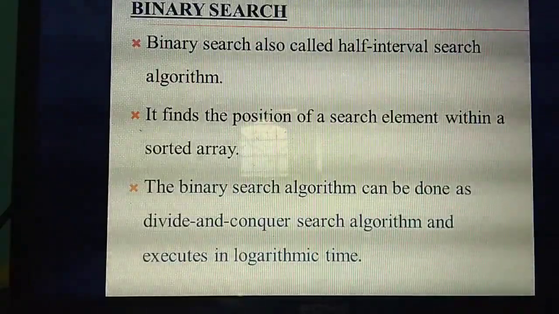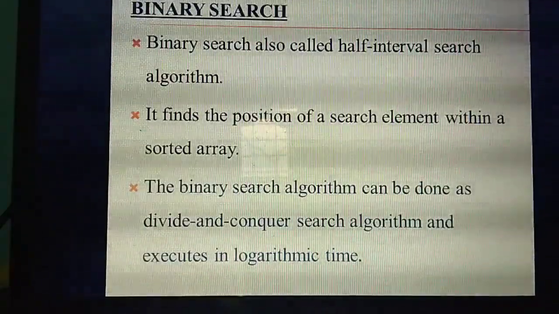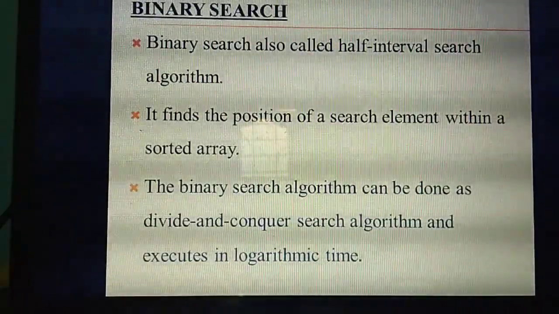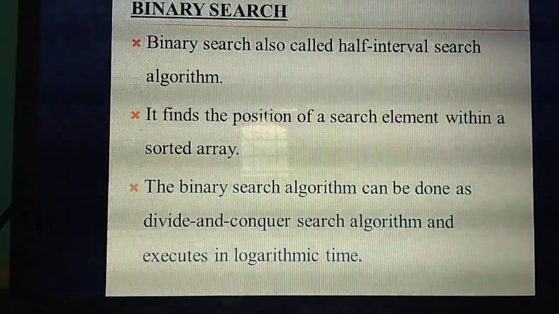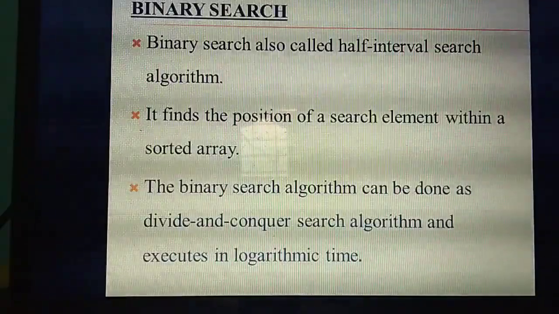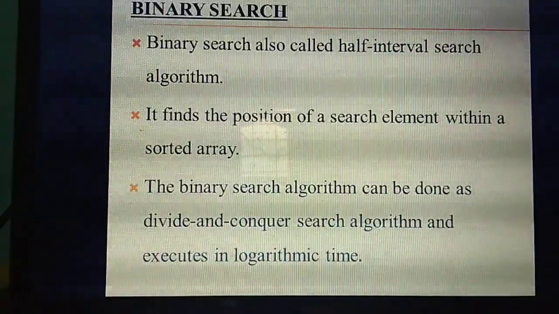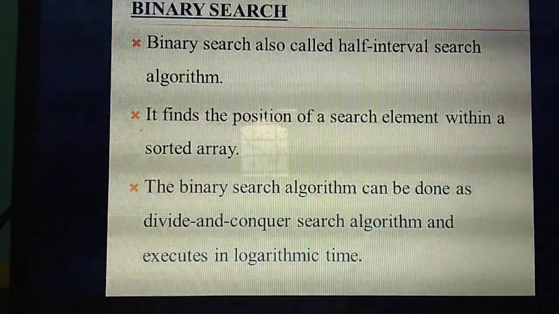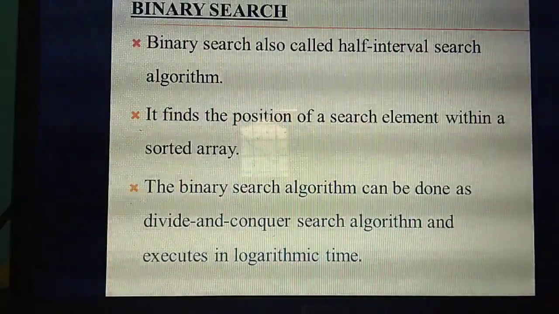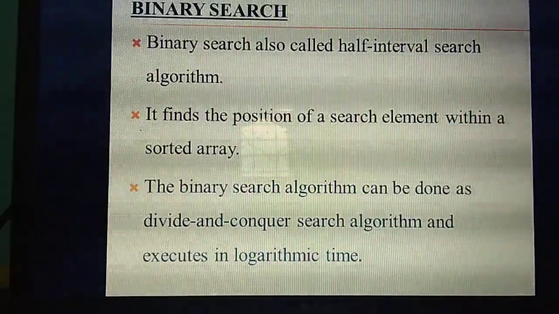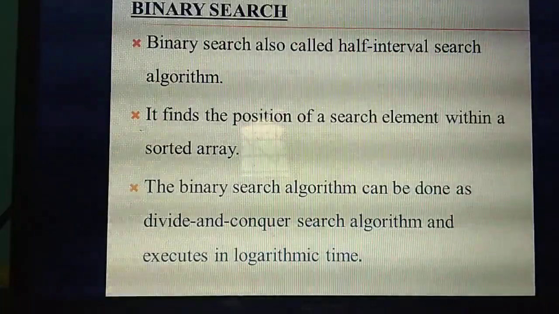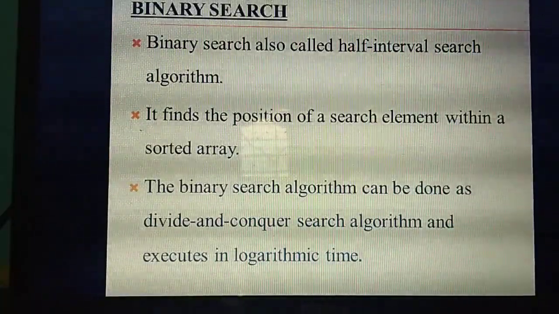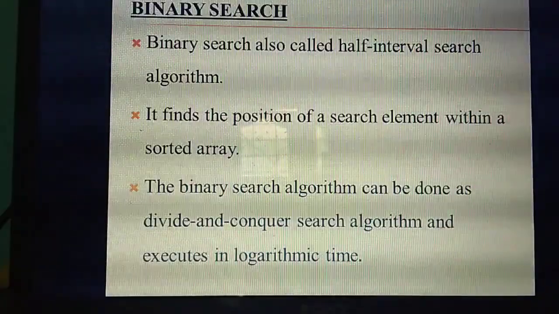Listen carefully. What's the first point I said? The other name of the binary search algorithm is the half interval search algorithm. What are we going to find here? You are going to find the position of the particular element within the array. In that array you find the position of the particular element. To do this binary search, you use one method: the divide and conquer method.